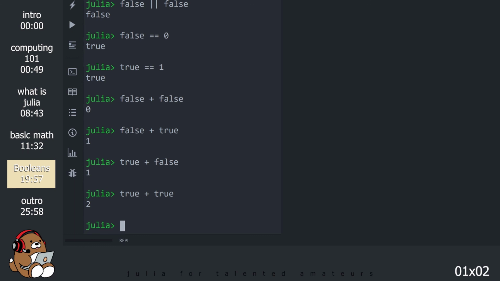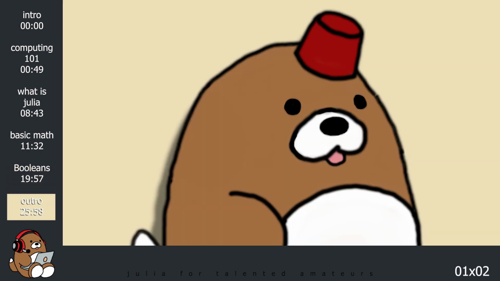This can come in handy when you're trying to figure out how many true statements there are on a long list. You don't need to count them individually, you just add them up. These may seem like simple examples, but these are the basic building blocks that we will use to create very complex programs.